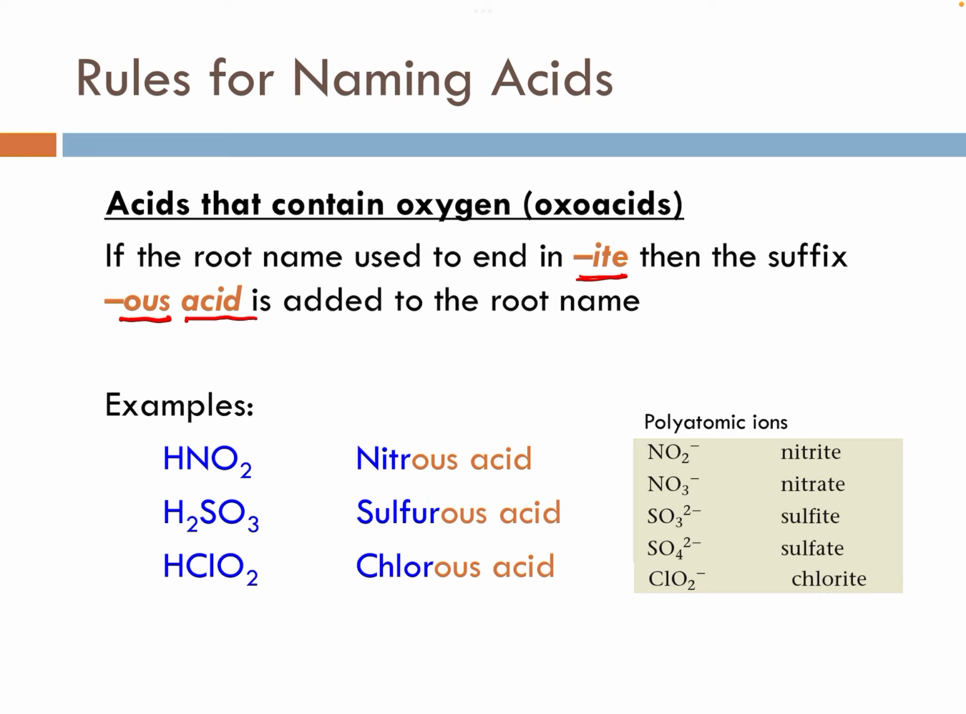If they end in ite, then we change the suffix to ous acid when you bond in that hydrogen to make it an acid. So let's say you start with nitrite. That's what this NO2 is here. I keep writing M instead of N's. Nitrite. So it has an ending of ite. We're going to replace that nitrite, that's the NO2 part here, with nitrous acid when we stick in that hydrogen there to make it an acid.